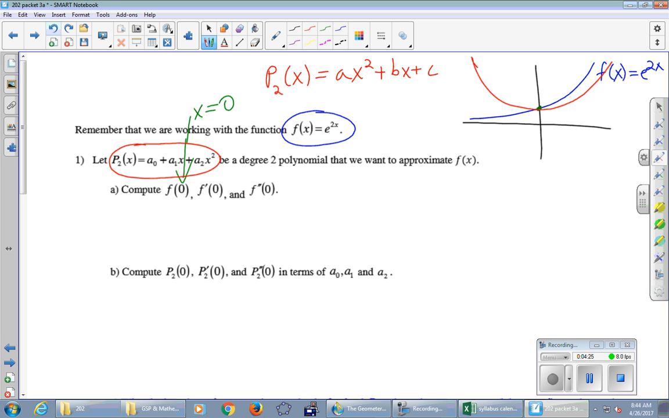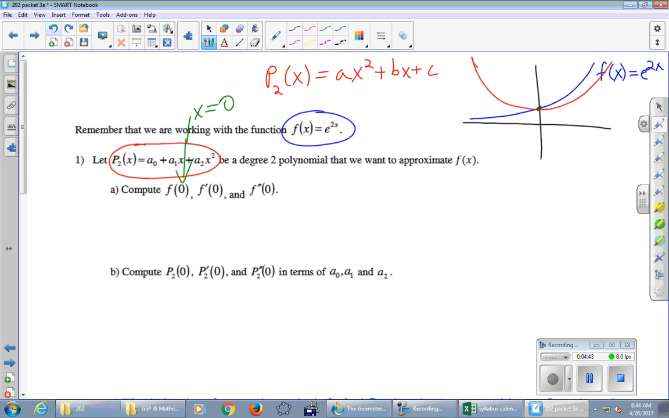No, it's just a convenient way to enumerate them. Okay, so here's the strategy. We are going to calculate, so again, f of x is e to the 2x. That's the function we're trying to approximate. We're going to find f of 0, f prime of 0, and f double prime of 0.